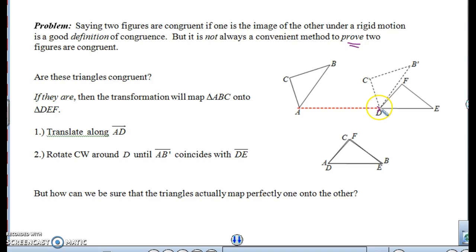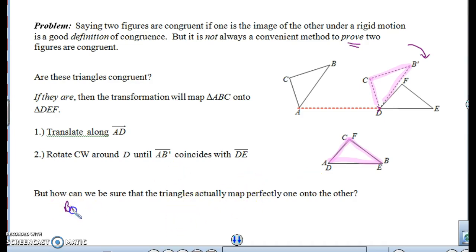And then rotate clockwise, so this time I'm going to go this way, around D until A prime B prime corresponds with DE. So this is going to rotate down, hopefully, until it ends up there. But how do we know that they're lining up perfectly? Well, it's kind of hard to tell. You can see it kind of overlaps here, but we can't really tell if it works. So it's not always the most helpful way of doing it.